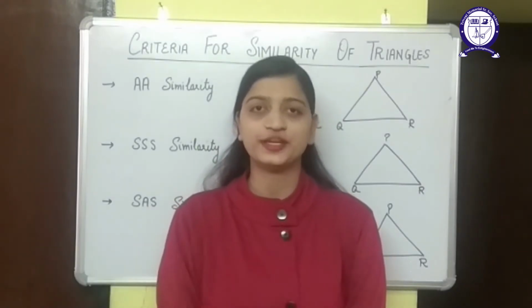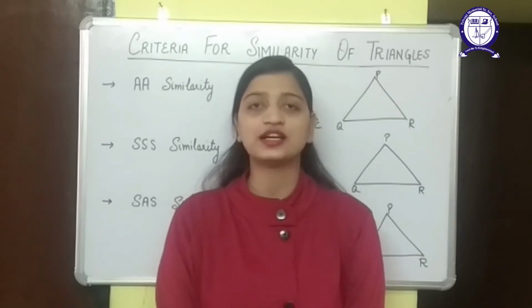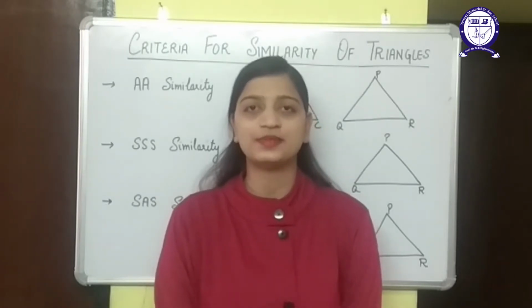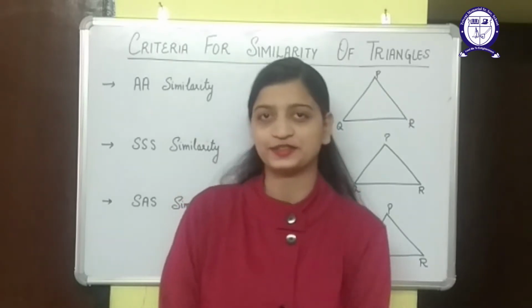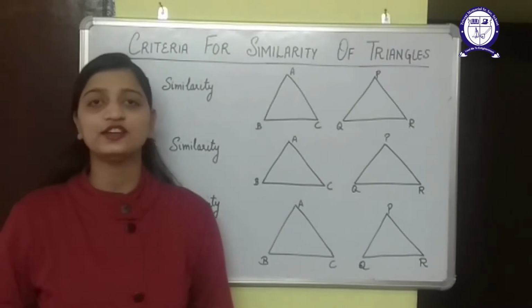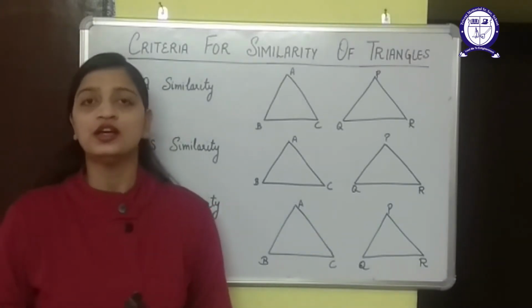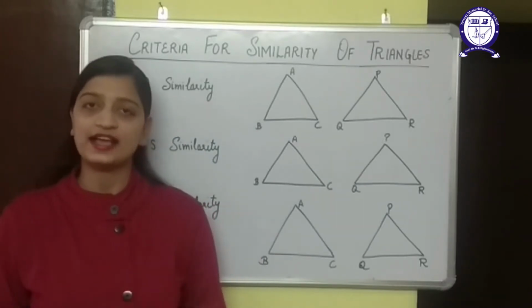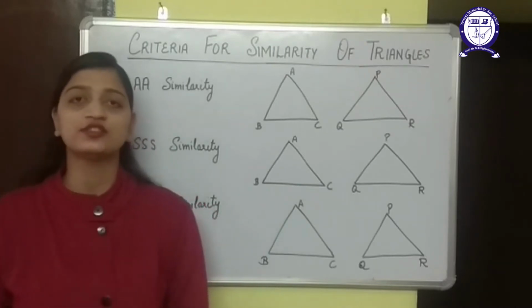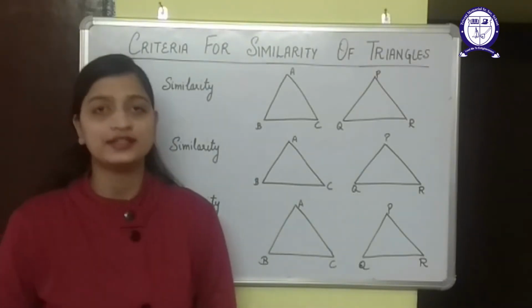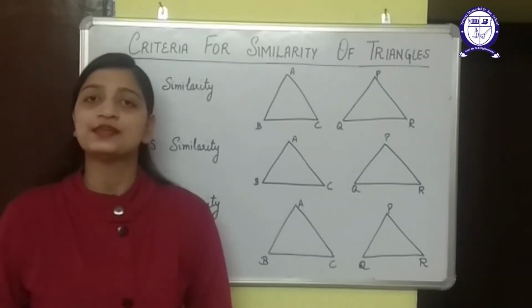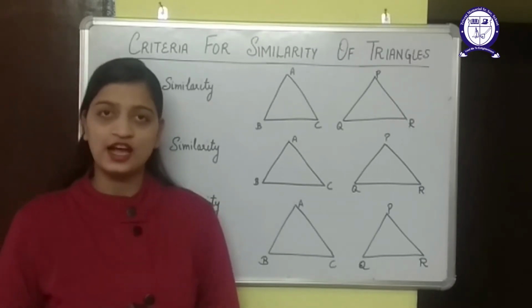In a previous video of chapter 6, we were discussing the concept of similar triangles and the basic proportionality theorem. So now today's topic is criteria for similarity of triangles. So let's start. We know that in congruent triangles we have 4 congruency criteria. They were side, side angle, angle, and RHS. These were the 4 criteria for the congruency of triangles. Now similar to that, we have certain criteria for similarity of triangles also. So let's start with that.